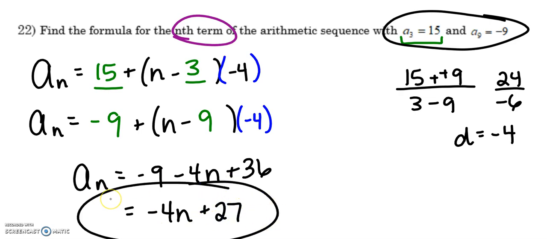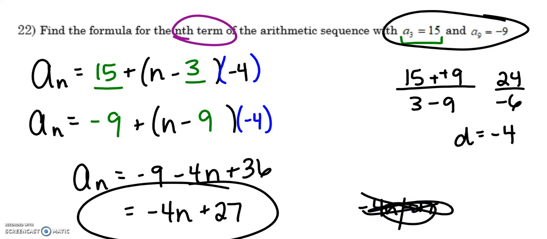The reason why that might be useful to you is because then you can tell that your slope right away is going to be negative 4, and then your y-intercept would be your 27. I just realized on the answer key it says negative 4n minus 27. That's incorrect. Make that a plus sign.